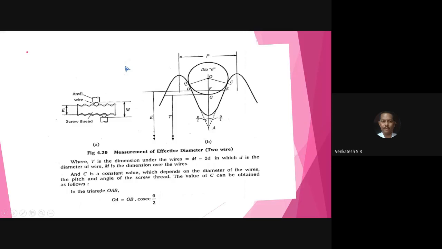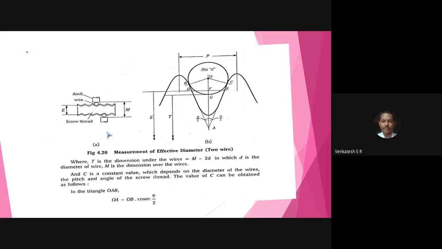Before measuring the screw thread, you have to select whether you require 2-wire or 3-wire for measurement of thread. So for that reason, which method, 2-wire method or 3-wire method, is best? You have a simple derivation and calculation that you have to carry out in the lab before conducting an experiment, that is, measurement of screw thread.